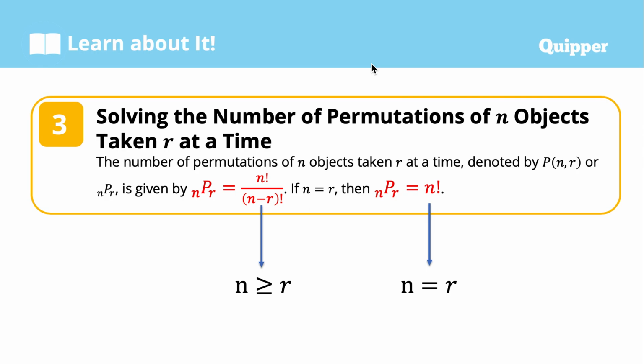Now it's time to solve the number of permutations of n objects taken r at a time. There are two formulas in this permutation of n objects taken r at a time, and that is the general formula and the reduced formula. For the general formula, you can use this one if n is greater than or equal to r. But if n is equal to r, you can use this reduced formula. Take note, you can also use the general formula when n is equal to r.